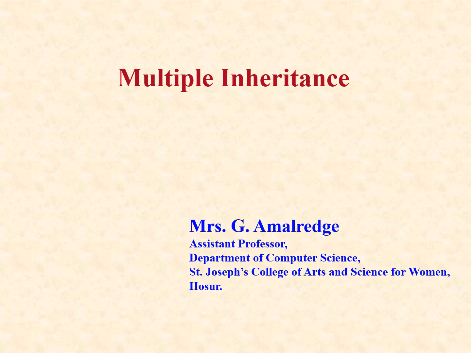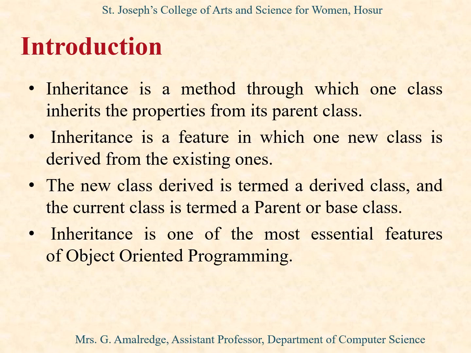In this video, I'm going to share about the concept multiple inheritance in C++. Inheritance is one of the most important features in object-oriented programming. Inheritance is a special feature in which one new class is derived from the existing ones. Inheritance is a method through which one class inherits the properties of its parent class. The new class derived is termed as derived class and the current class is termed as parent class or base class.